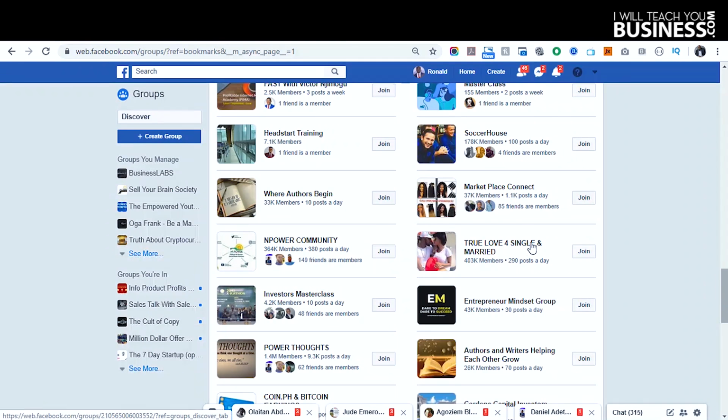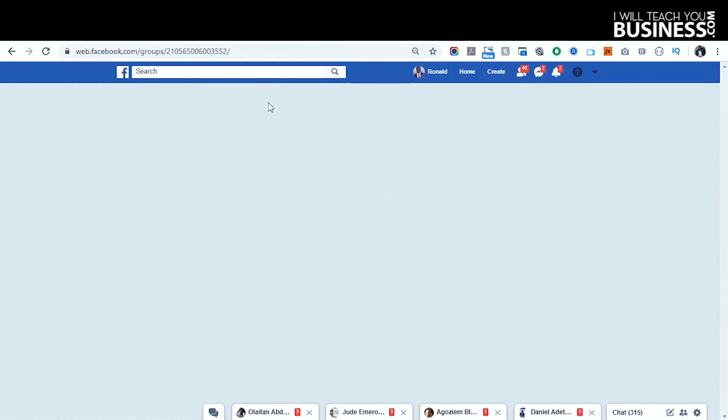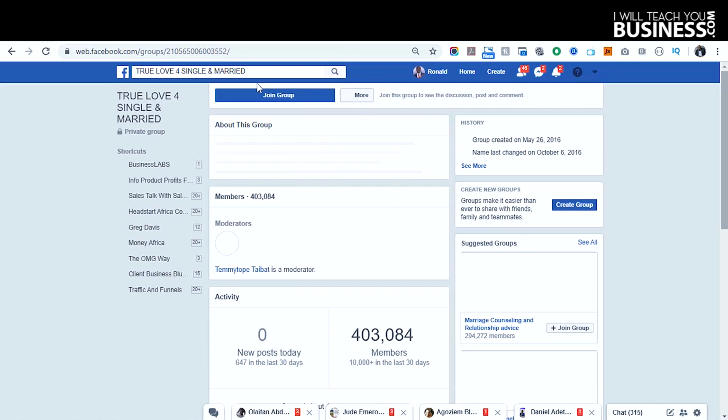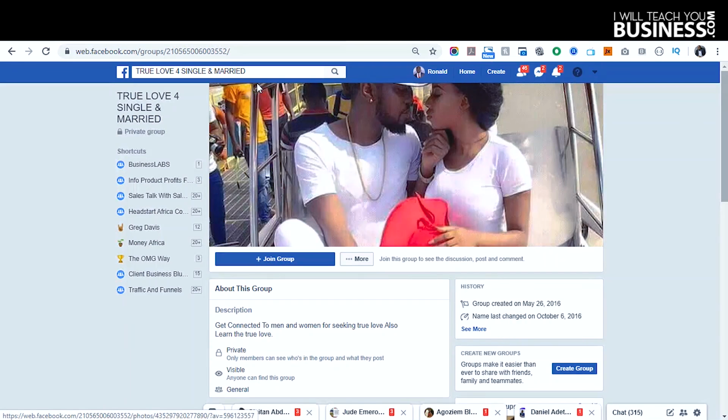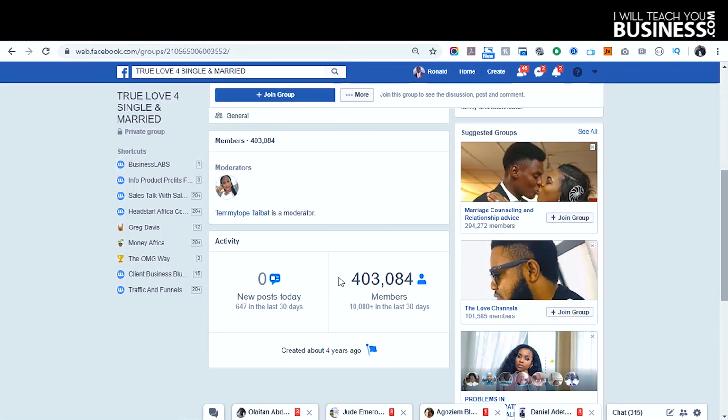And let's scroll down some more. True Love for Singles and Married, 403k, right? So True Love for Singles and Married. So let's say you are interested in marriage, right? So what you do is, you click on this group because it's related to your idea, and sometimes the group can be a private group or it can be a public group, right? There's also a third type of groups which is called the secret group, but they don't show up in the search results, so you have to make do with the private groups or the public groups.